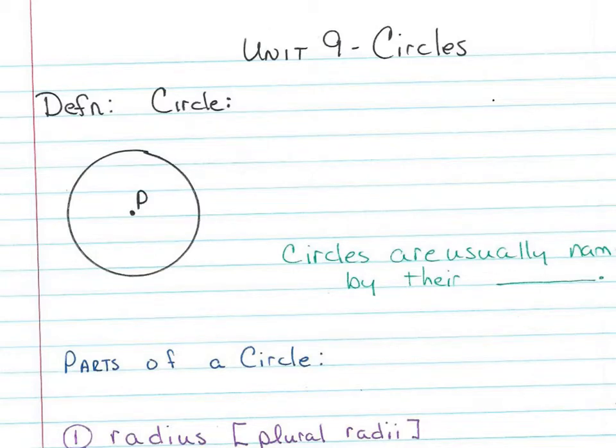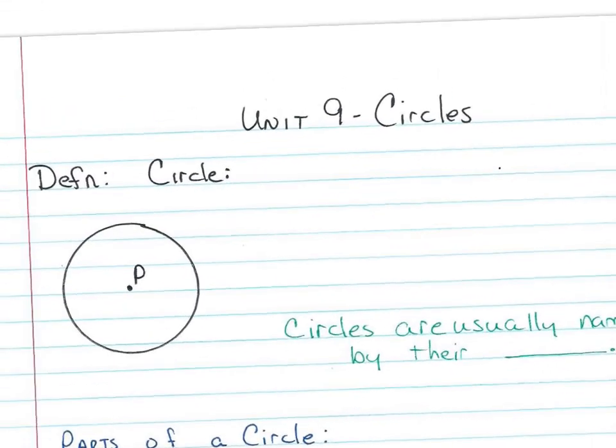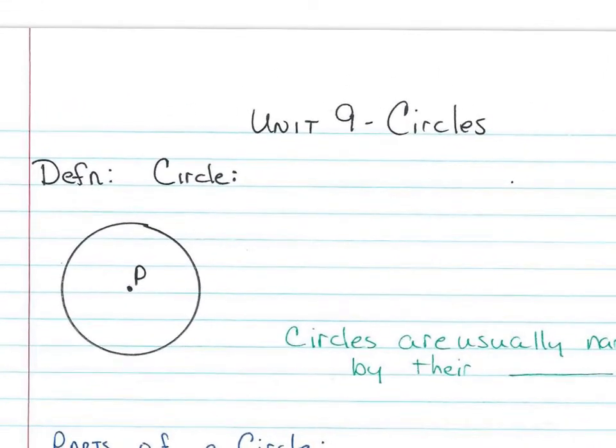So we want to begin this unit by talking about the definition of a circle, to be sure that we are all on the same page. You all know what a circle looks like, but by definition, a circle is a set of all points in a plane that are the same distance from a given point called a center.